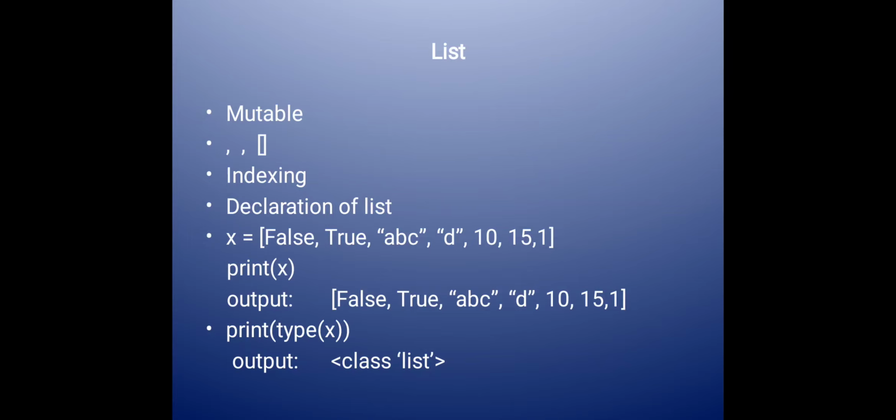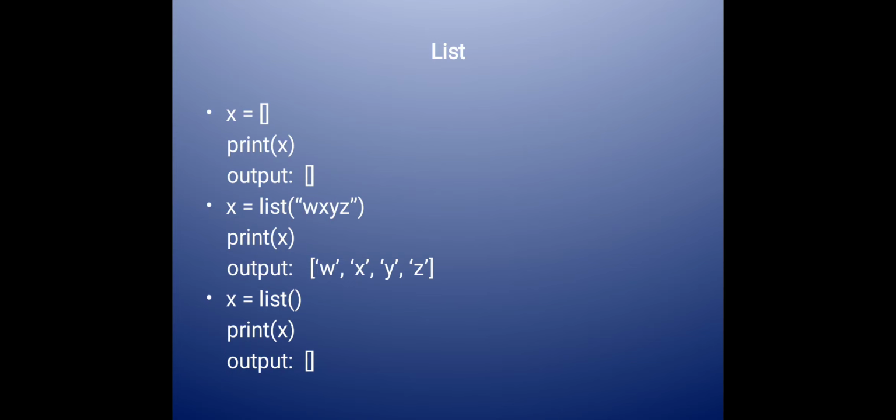Before going to the other ways of declaring a list, we can use the type function here to get the type of this list. The x is the same here. Then print of type of x, the output will be class list. Then x is equal to a blank square bracket. That means in the second example we have taken a blank list. It is not having any elements, it's an empty list. Then while printing x, the output will be a simple square bracket.